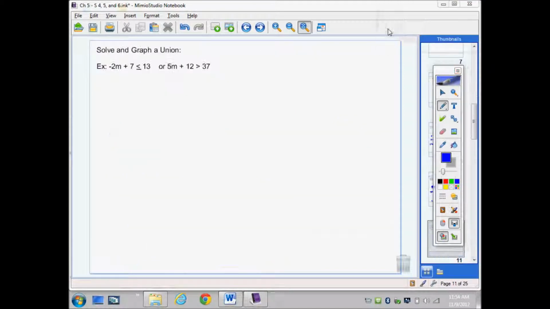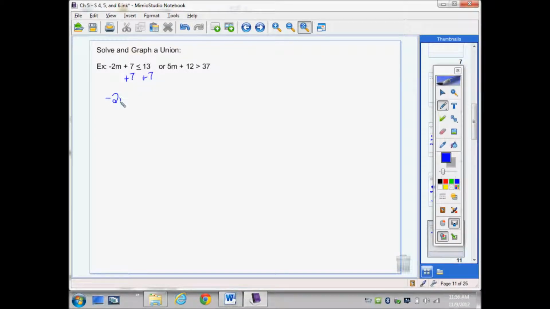With the and, we had a situation where we could have two inequalities with the word and in between them, or we could have them combined in one statement. With or, there's no way to combine them into one statement. There's always going to be two inequalities with an or in between them. So we're going to add 7 to both sides on this one. So you solve them separately.